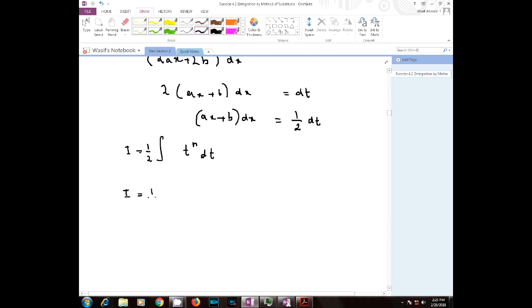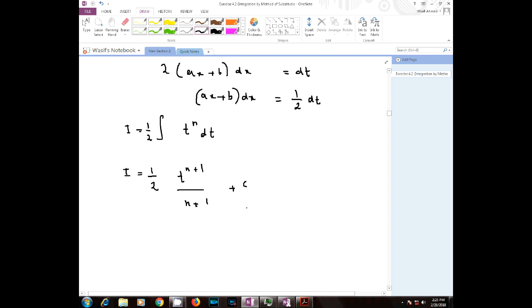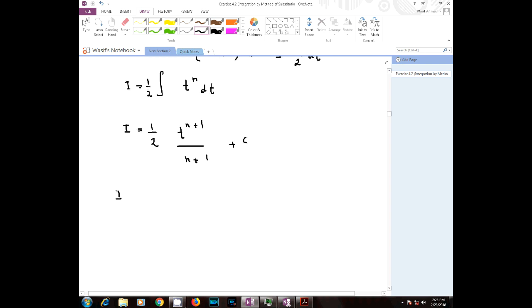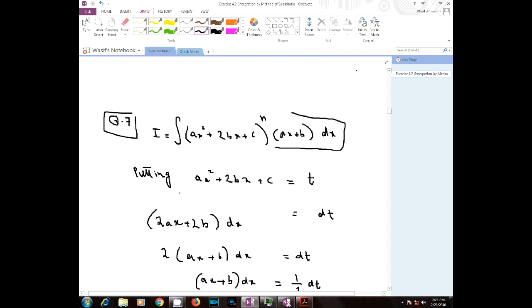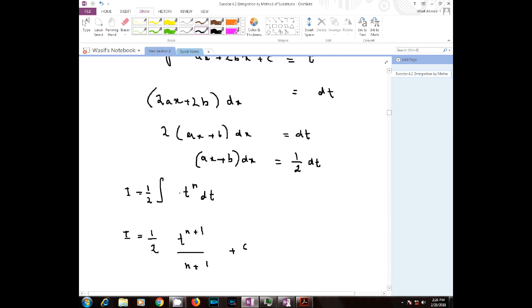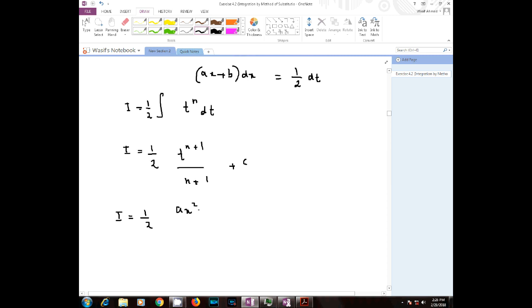Now this is a very simple looking integral, and this is equal to 1 divided by 2 times t raised to the power n plus 1 divided by n plus 1, the power rule of the integrals. So this is equal to 1 divided by 2, t is equal to ax square plus 2bx plus c, whole raised to the power n plus 1 divided by n plus 1. This is simply the answer, plus constant of integration.